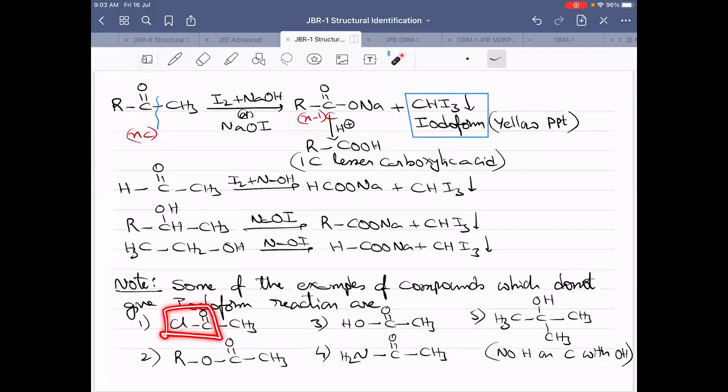So for an acid chloride, you cannot say, sir, I will take it up to here only, so that it should give the reaction. No, this is a functional group, and it will not give the reaction.